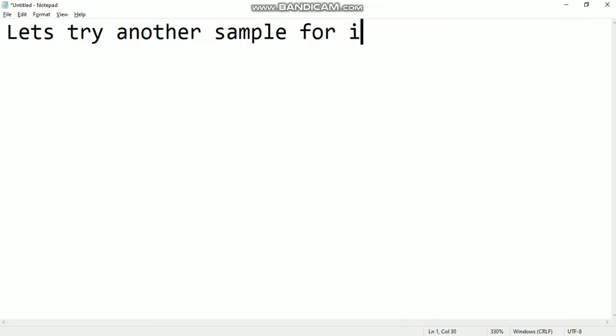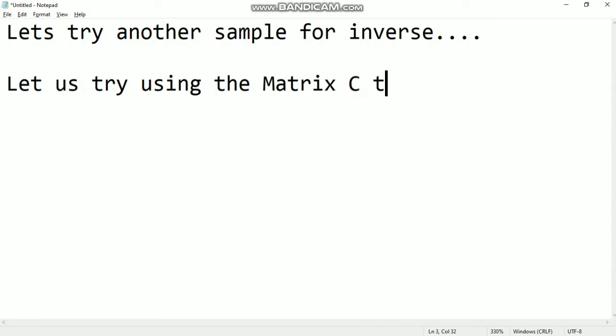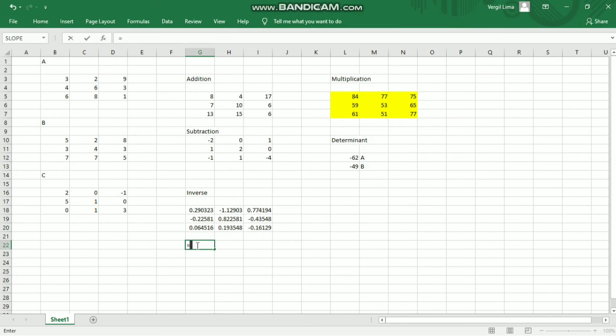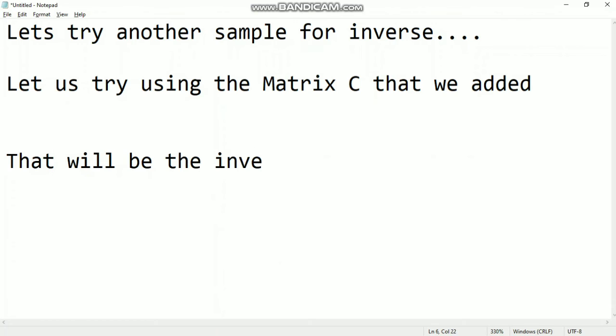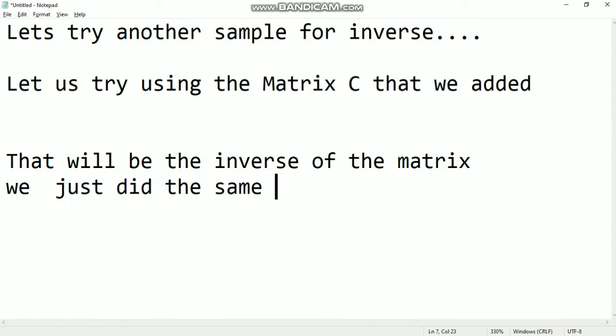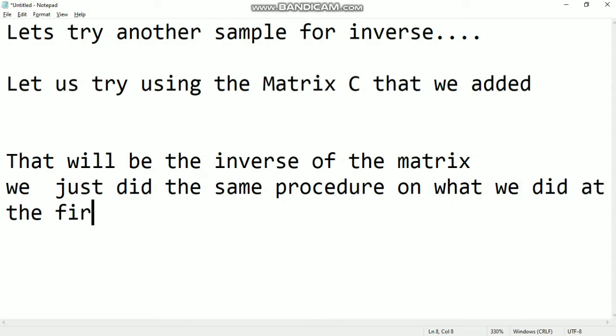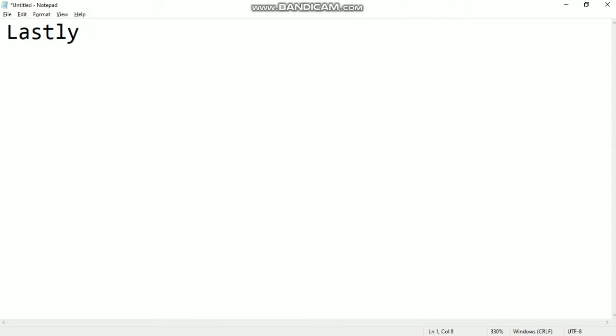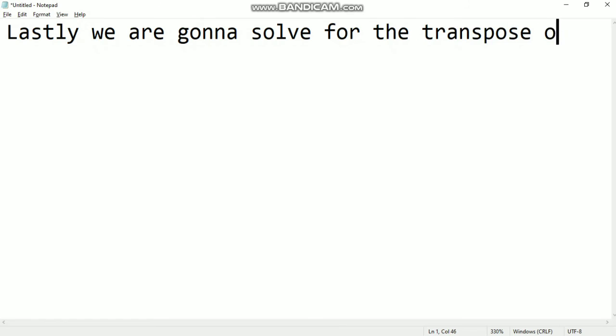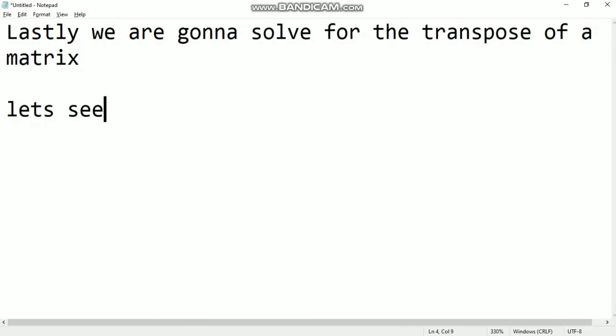Let's try another sample for the inverse. Let us try using the matrix C that we added. Then this will be the inverse of the matrix, using the same procedure we did in the first example. Lastly, we are going to solve for the transpose of a matrix. Let us see and understand how to do it.